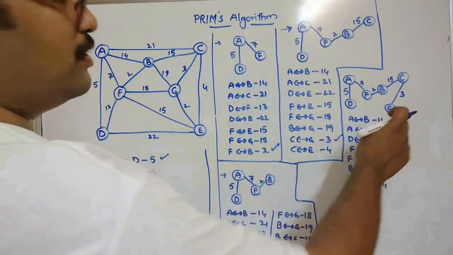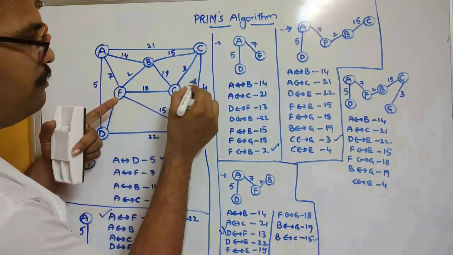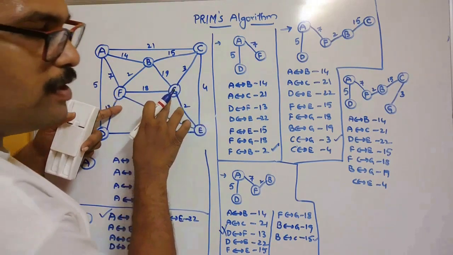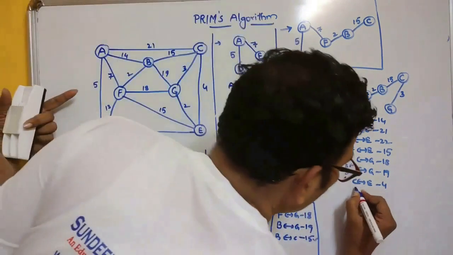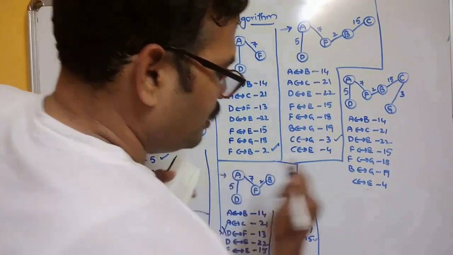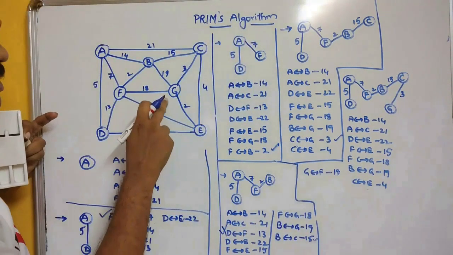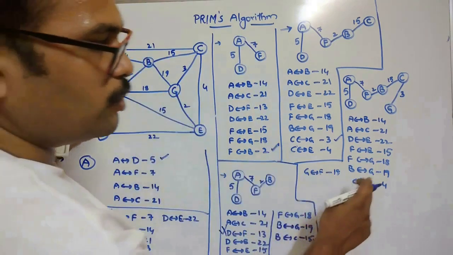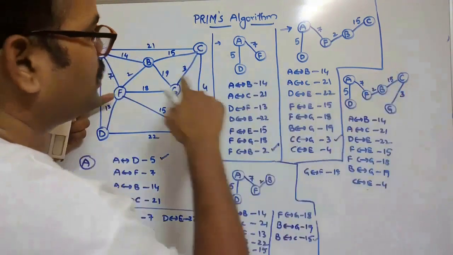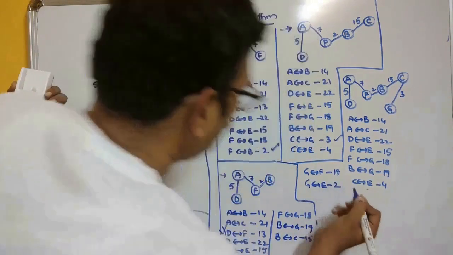Now the new vertex is G. Now consider from G. We have 4 edges. First G to F. Is there any edge? There is no edge, so we have to consider G to F with 18. Next, G to B. We have already considered that. G to C, we have already constructed in the tree. So G to E is 2.